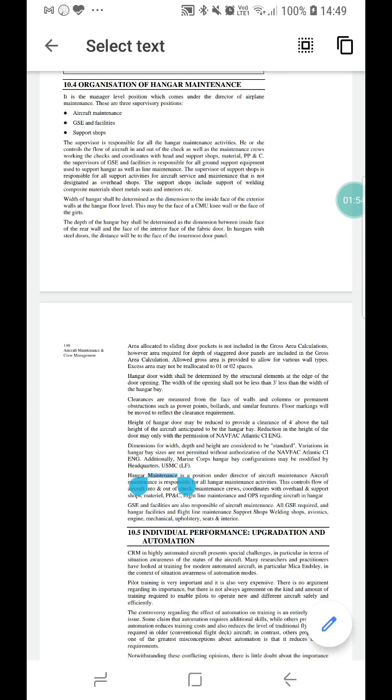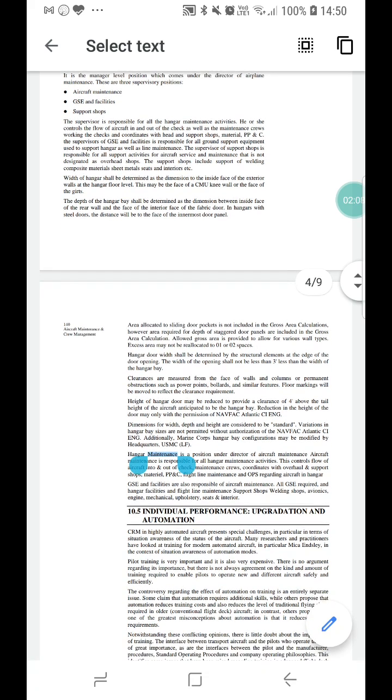Now we have to see the clearances also: the clearances from the face of the wall, columns, power points, bollards, and similar features. Floor markings are also there. Floor markings can be moved to reflect the clearance requirement, because it's not always the same type of aircraft that will come for maintenance. There can be small aircraft and big aircraft. Any aircraft which can fit into the particular dimension of the given hangar is taken inside, and the floor marking can be moved to ensure proper clearance, so that the aircraft will not collide with the walls or the doors or anything.